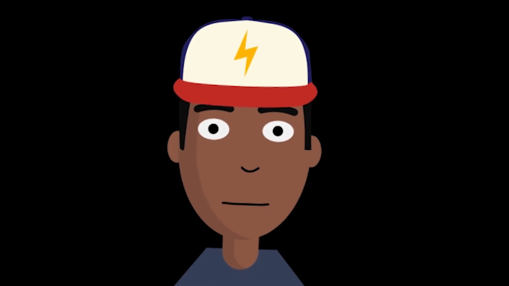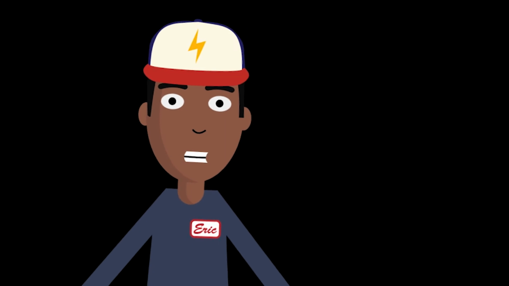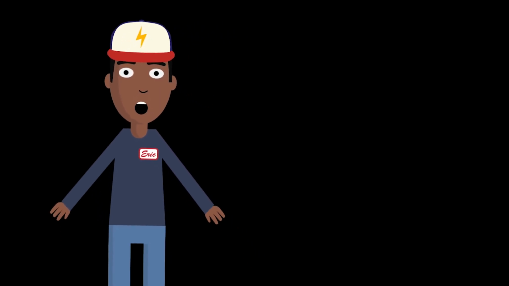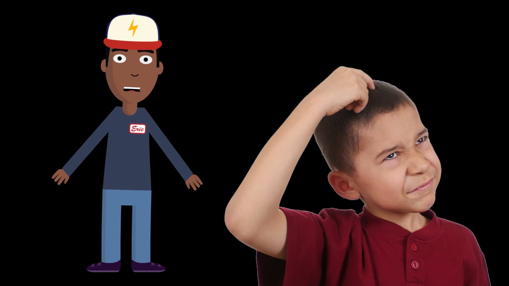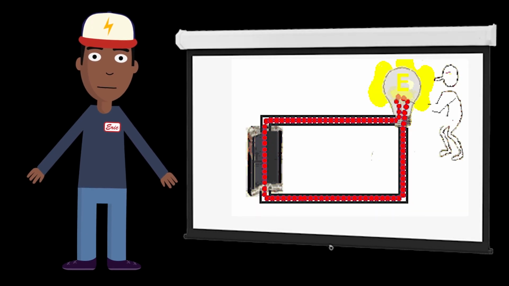An electrician is a professional who studies and understands electricity. My job is to know how electricity flows in order to build and fix something called an electrical circuit. You've probably heard of electricity, but maybe you're wondering what an electrical circuit is. Well, an electrical circuit is a complete, closed loop that allows electricity to flow along a pathway.